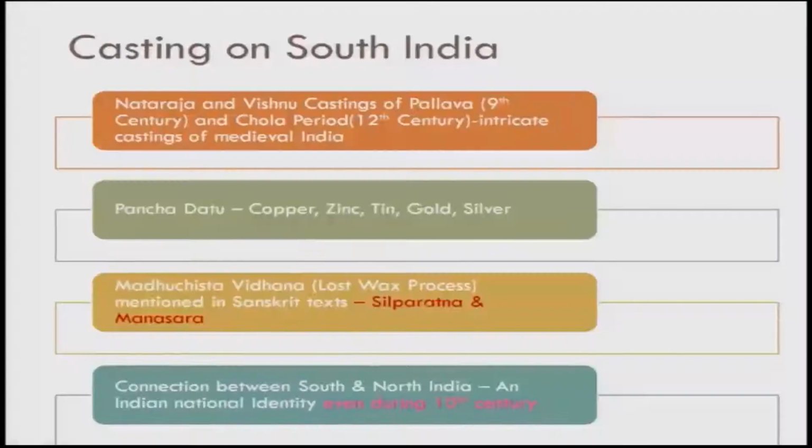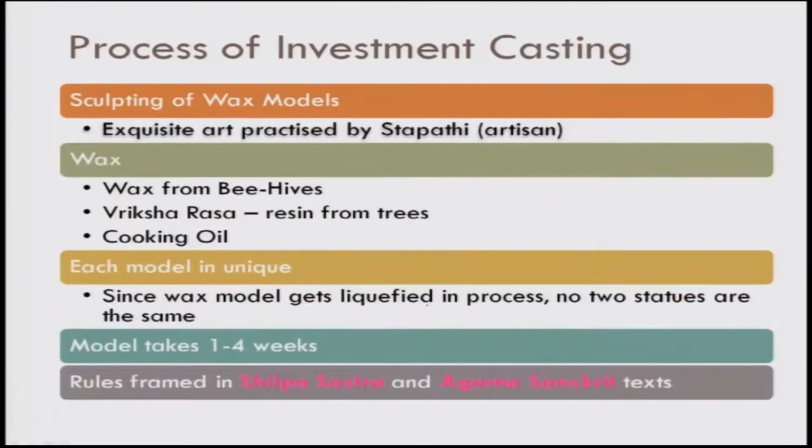That means from the Indus Valley civilization it might have come to the south, and after that it has gone from south to the north. It clearly indicates that this method of casting, the lost wax casting, is an Indian national identity, particularly during the 10th century. And let us look at the processes involved in investment casting.